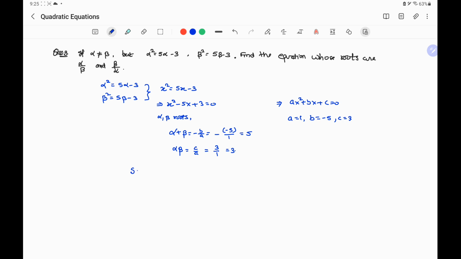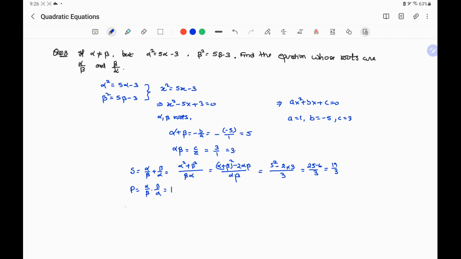So the sum of the roots alpha by beta and beta by alpha will be equal to, taking the LCM, beta by beta alpha, and in the numerator it will be alpha square plus beta square. It can be written as alpha plus beta whole square minus 2 alpha beta by alpha beta. Now replacing the values, we will have alpha plus beta is 5 square minus 2 into alpha beta is 3, divided by 3. So it is 25 minus 6 by 3, that is equal to 19 by 3. Similarly, the product of the roots will be alpha by beta into beta by alpha, that will be equal to 1.